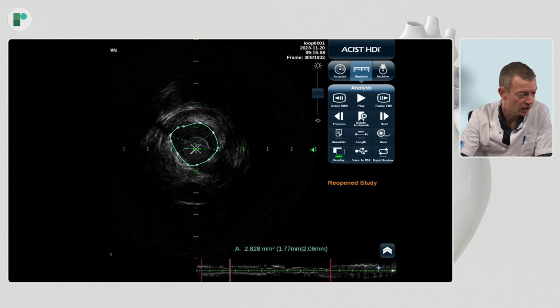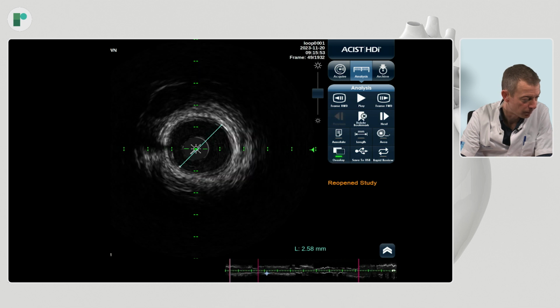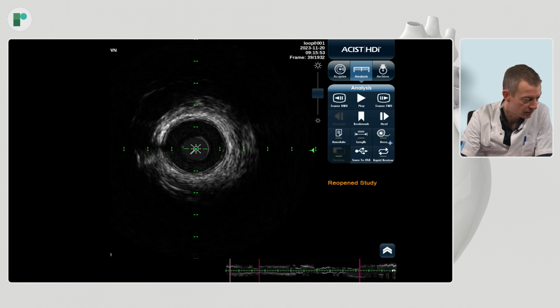If you want to look at the severity of this lesion, you look at the MLA, well that is 2.8. We know that everything below 4 is relevant. Below 2.5 is typically clearly significant by physiology, but the reference is always important, and the reference here, you can also measure that, is around 5.8. So we have around 50% area stenosis.